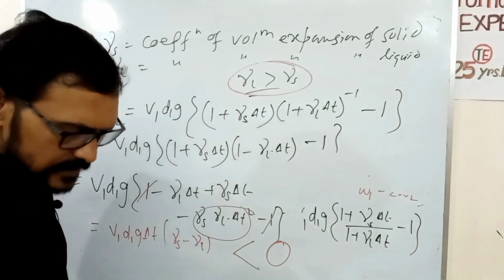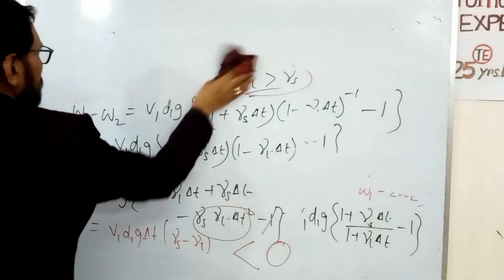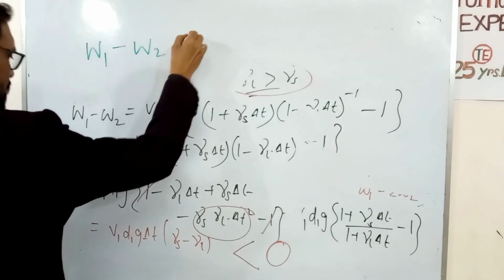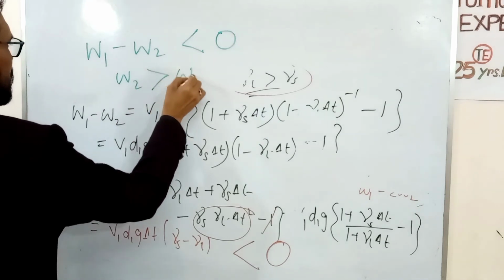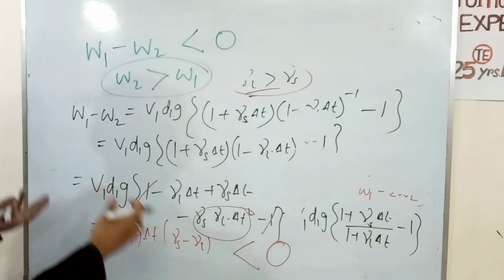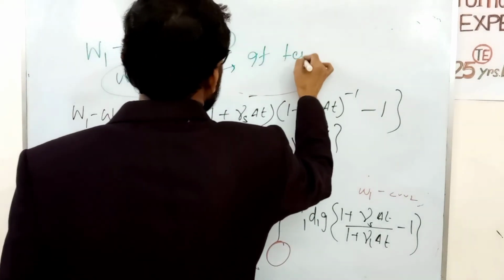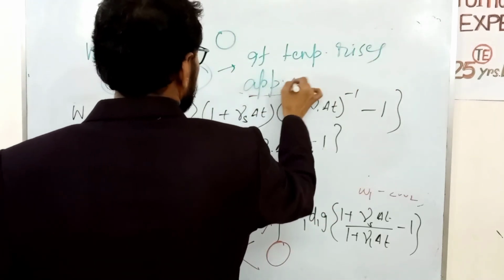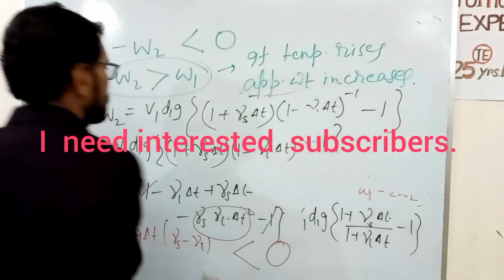So we get W1 minus W2 less than 0, that is W2 greater than W1. That is, if the temperature rises, then the apparent weight increases. The conclusion is that if the temperature rises, the apparent weight of a body increases.